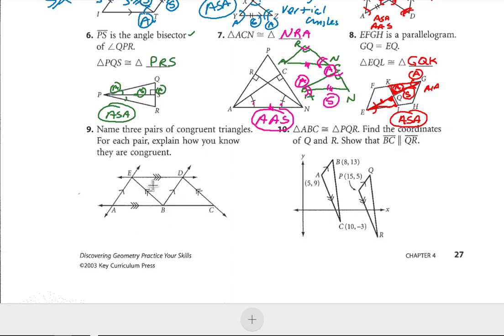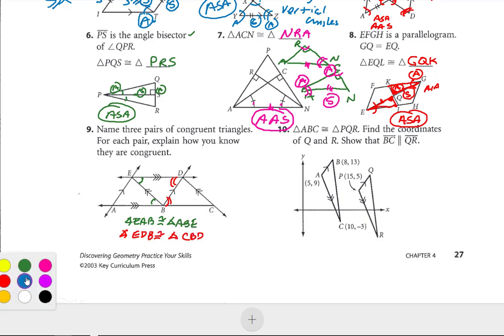Number 9, name pairs of congruent triangles, at least 3 pairs. There's some parallel lines there, so using the lines marked with the 3 arrows, we can use EB as a transversal and do alternate interior angles there. Let's see, what else could we do? We could also use DB as a transversal and do alternate interior angles there.